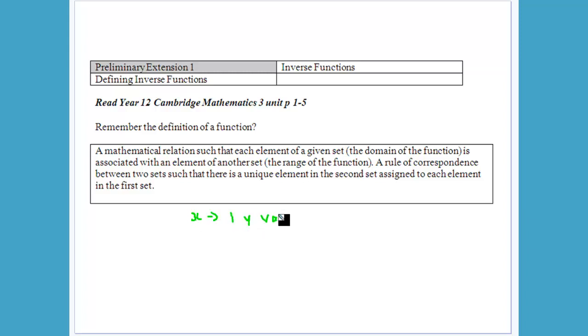So we can't have a situation where we could draw a graph and have more than one y value for any particular x value. Remember our vertical line test. If we were able to draw a vertical line and see two y values for the one x value, that can't happen. So it's a one-to-one relationship between the x and y value.